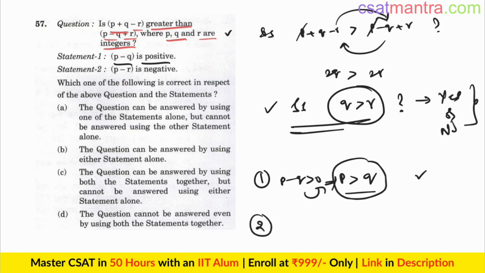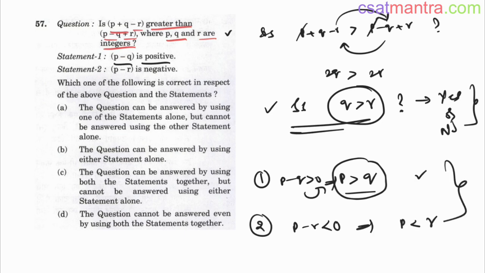Let's make use of statement 2. P minus R is negative, less than 0. That implies P is less than R. Now combine both. See, you have a relationship between Q and R. Here you have a relationship between P and R. So you cannot answer this question using this statement alone. That's why we are combining both these.